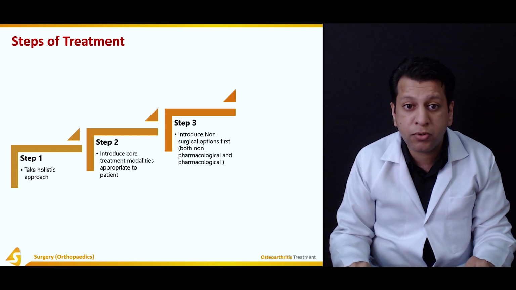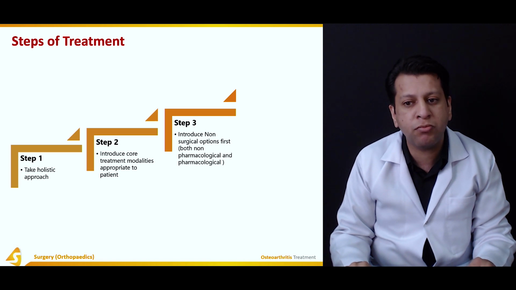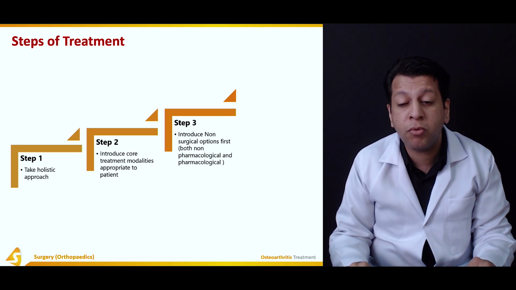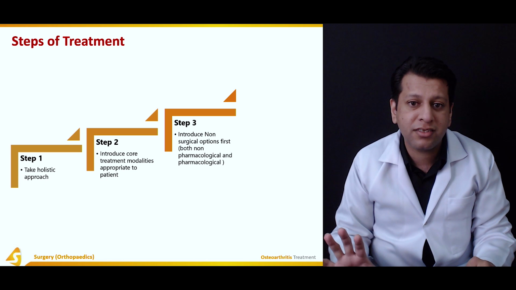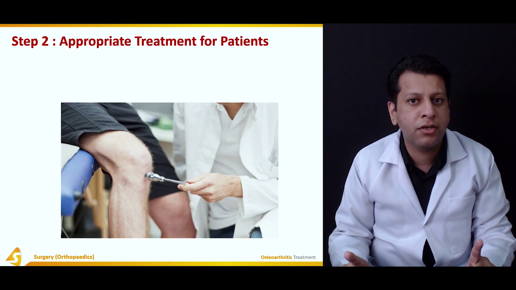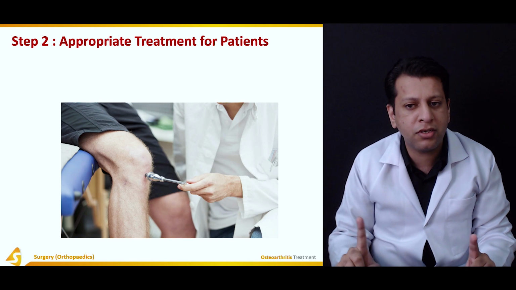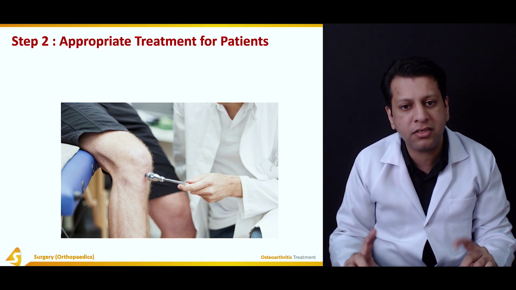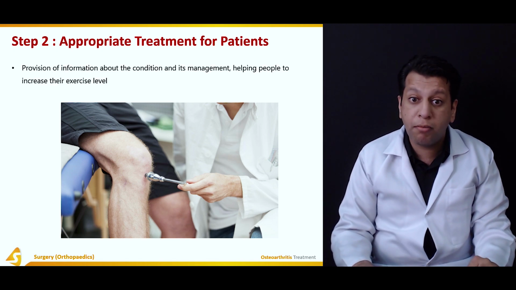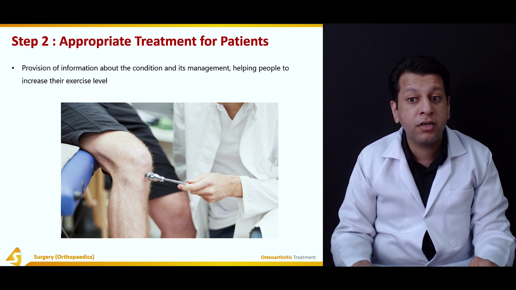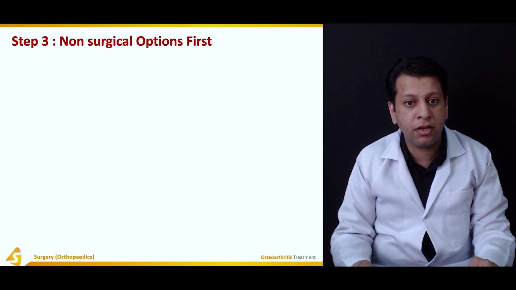How do we take this holistic approach? Step one is assessing the impact on the individual's quality of life, function, mood, relationships, and activities, and thinking about their context and comorbidities, as well as the potential risks and benefits of any intervention and self-management strategies. The second is appropriate treatment for the appropriate patient. You cannot give one treatment to all patients. Patients differ in certain aspects, and the treatment has to be tailored accordingly. This includes providing information about the condition and its management, and helping people increase their exercise level.